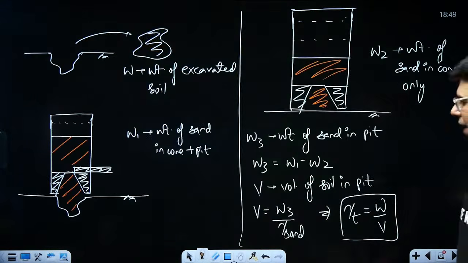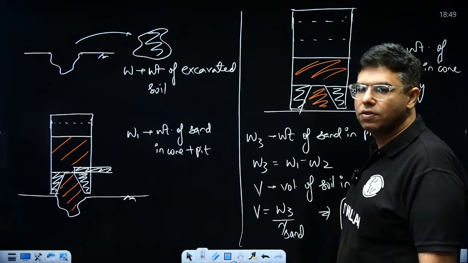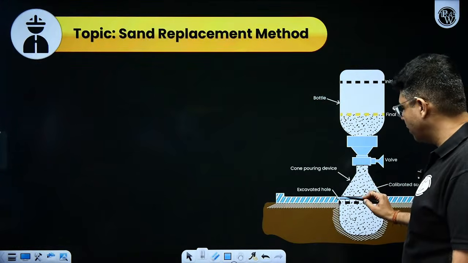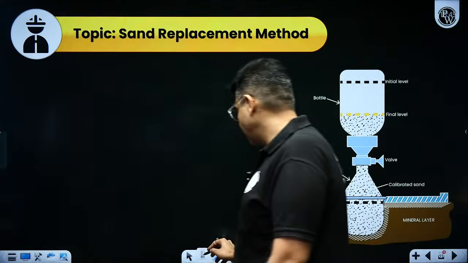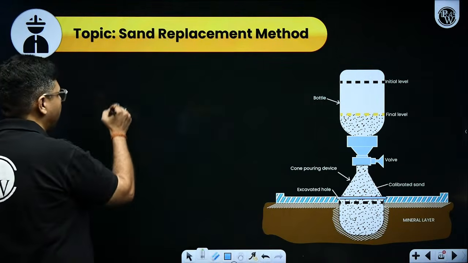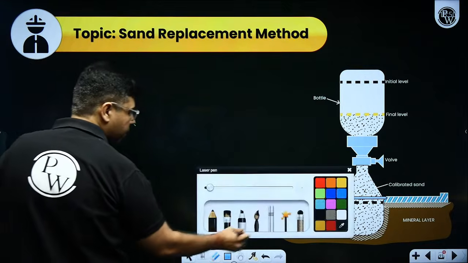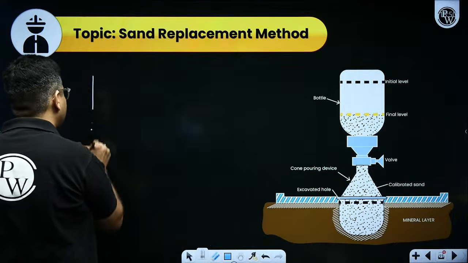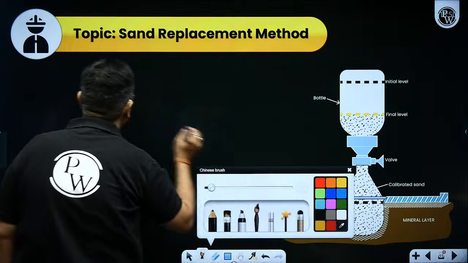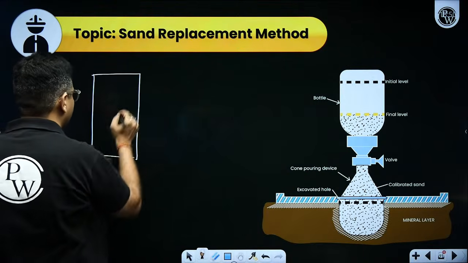Why have we provided the cone here? See, whenever sand is dropped, it will take the shape of a cone. Have you seen a time clock? Whenever you pour sand, it will always take the shape of a cone. If you take a plane surface, what will happen? If instead of this cone, you are taking a plane cylinder, what will happen? Please try to understand.